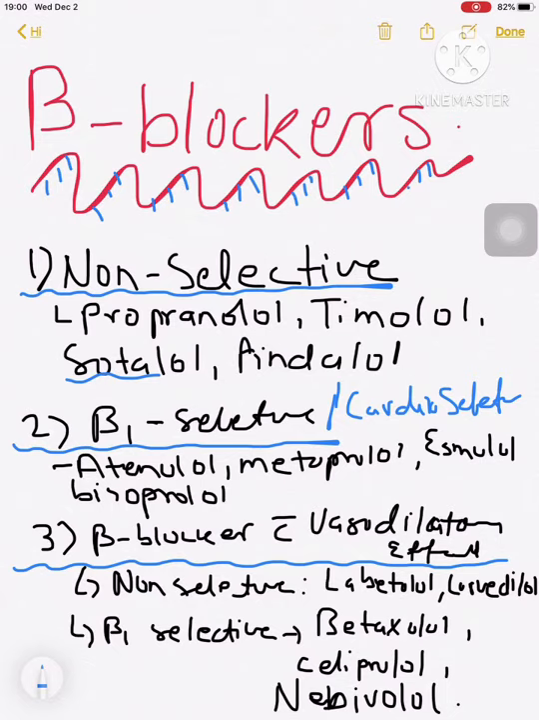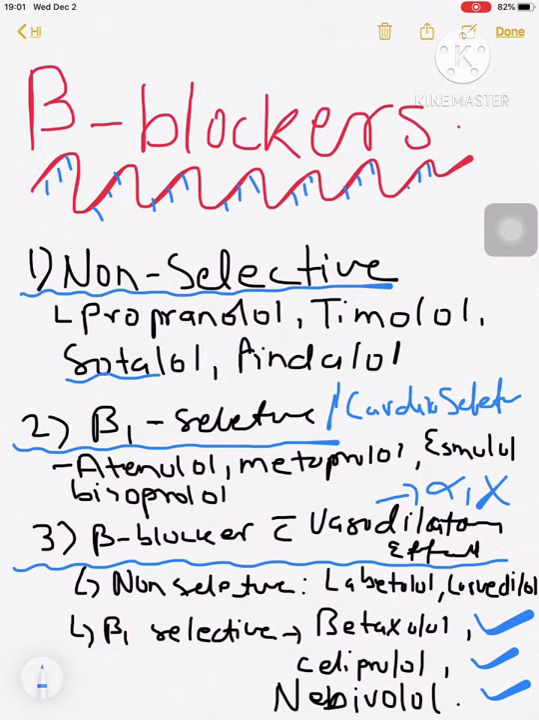So the third group is beta blockers that have an additional vasodilatory effect. This vasodilatory effect is due to additional alpha 1 blockade. The non-selective types are labetalol and carvedilol, and the beta 1 selective one is nebivolol. So these are the classifications of beta blockers: non-selective, cardioselective, and those with additional vasodilatory effect.